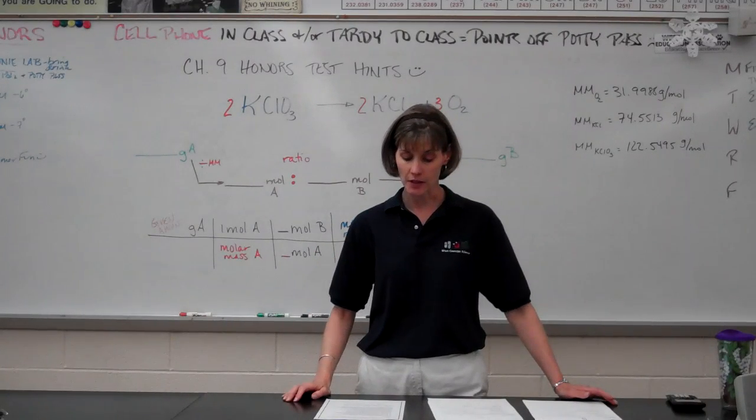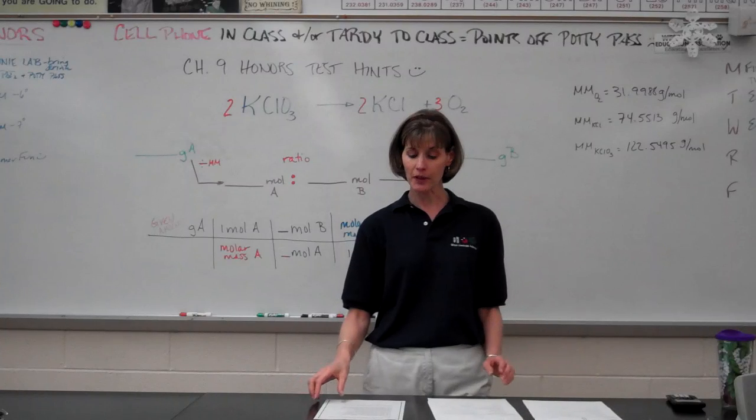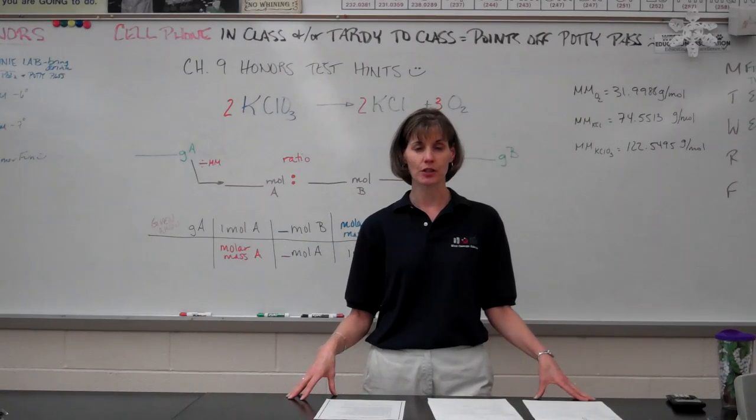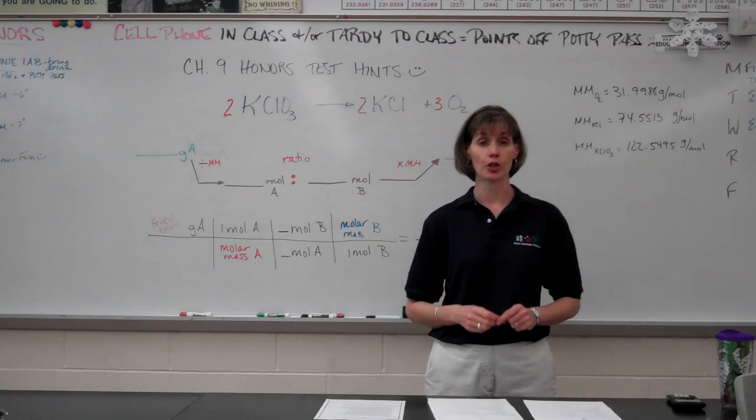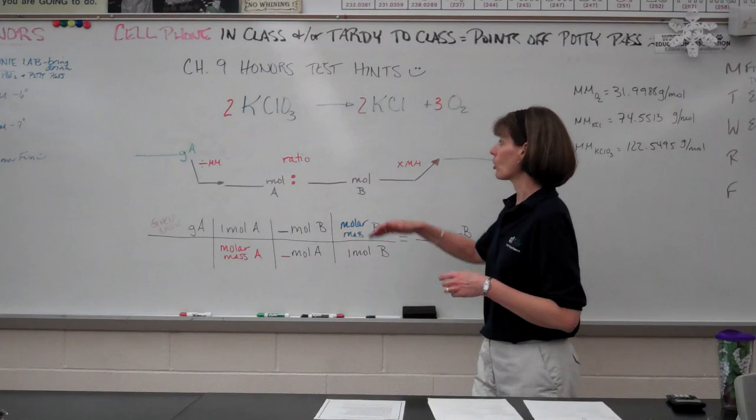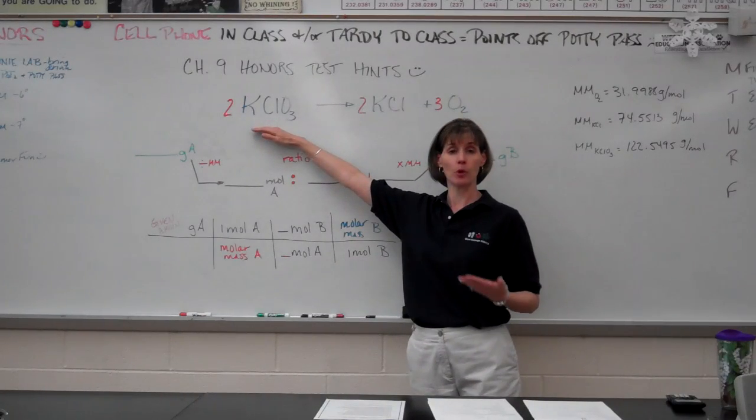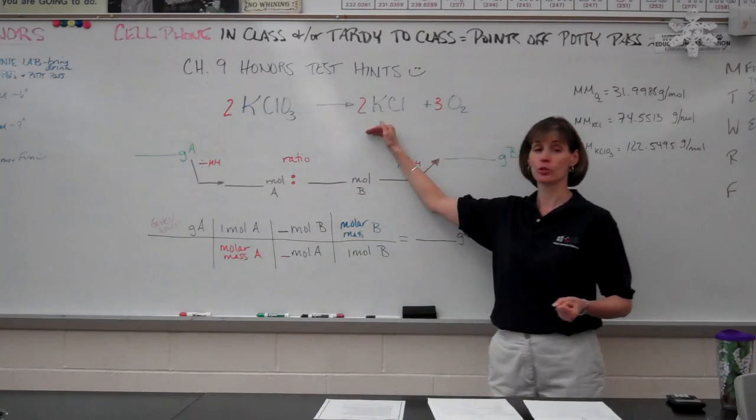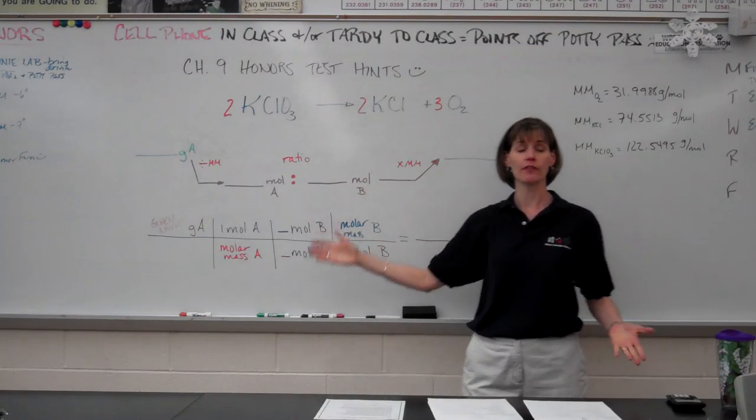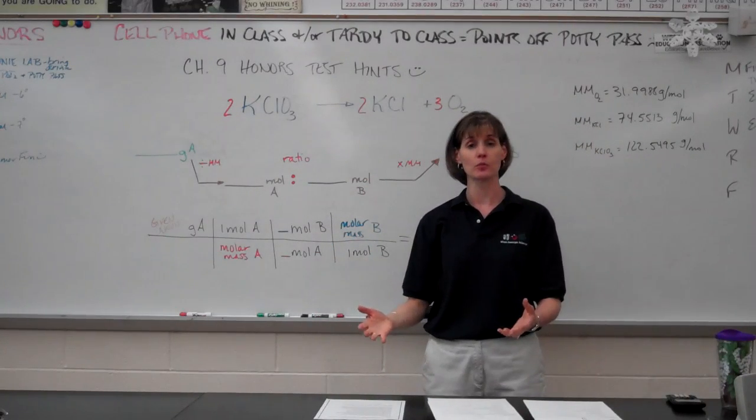Moving on to test hint number 3. What can be found out about a reaction when the mole ratios are known? Okay, so in this balanced equation, our mole ratios are 2 to 2 to 3. That's what the coefficients are telling us. They tell us the amounts of moles.